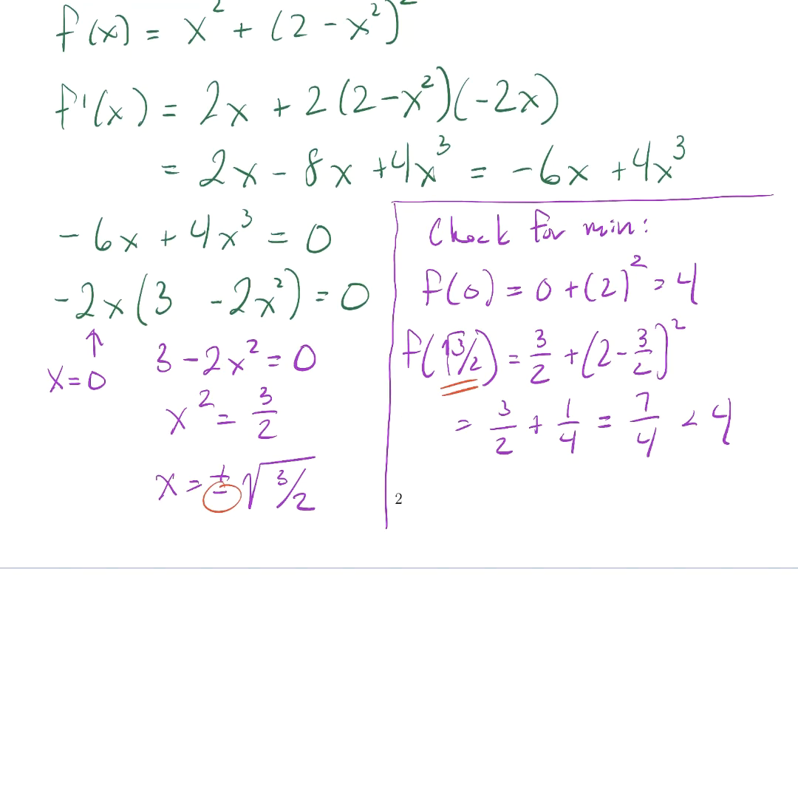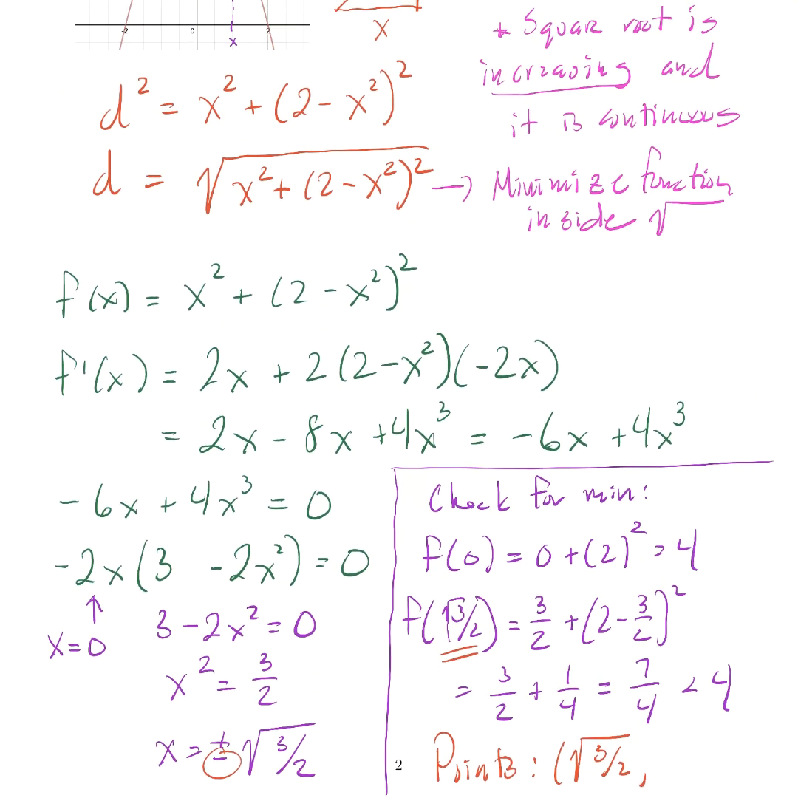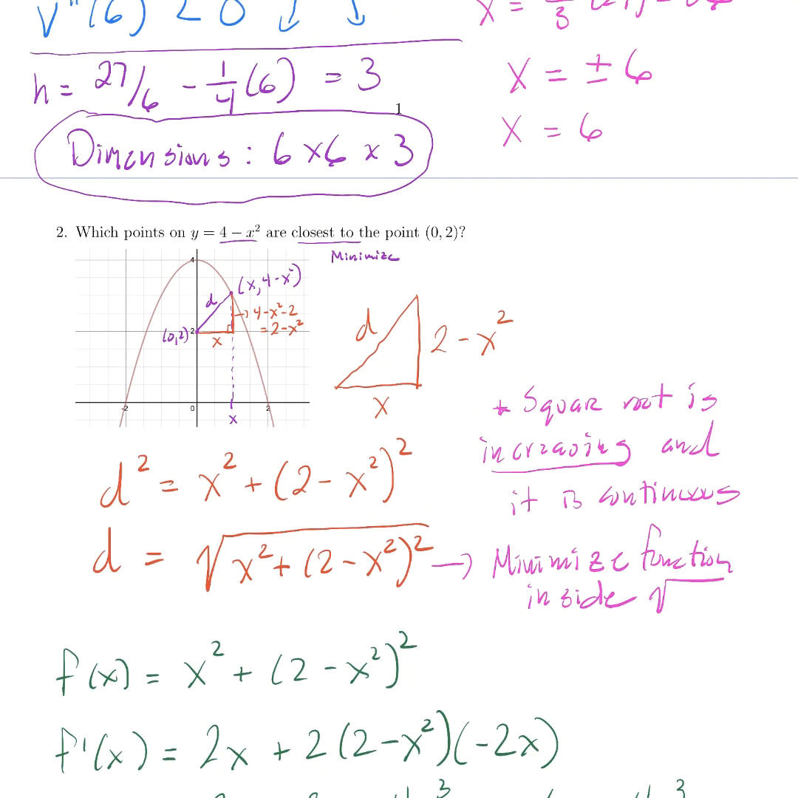So our minimum, or the points we're interested in, are the square root of 3 halves, comma. Okay, well, we better go up to our original function then, and find out what this point is. We know what x is, so y is going to be 4 minus the square root of 3 halves squared, which is 4 minus 3 halves, which is 4 minus 1 and a half. So that's, sorry, 8 halves. 4 is 8 halves minus 3 halves. So that would be 5 halves.